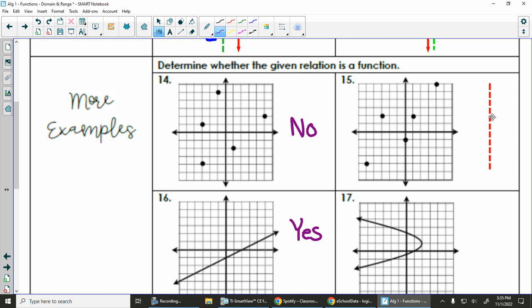Okay, so for number 15, again, you should be able to put the line anywhere you want. Okay, and for this particular problem, 1 point, 1 point, 1 point. Now, notice it is overlapping with the y-axis, but that's okay. The y-axis is not one of the plotted points. It's not part of the graph. It's just the axes, the coordinate plane that we're graphing these points on. So that's okay. 1 point, 1 point. No matter where I put this line, it is only ever going to hit 1 point at a time. So yes, this would be a function.